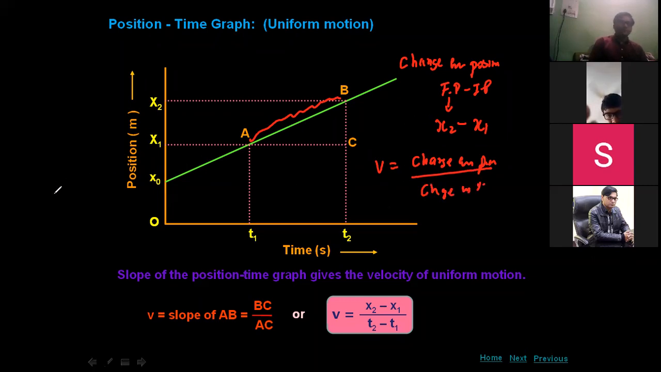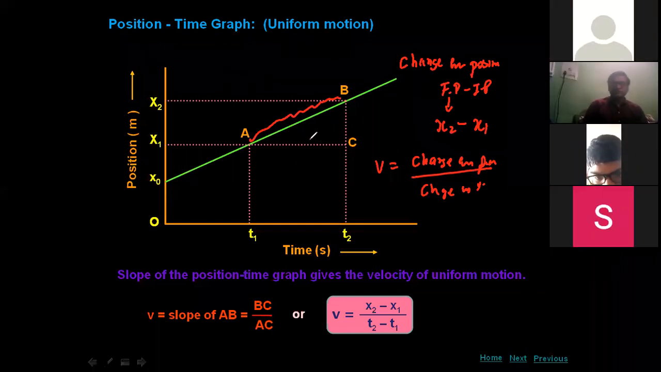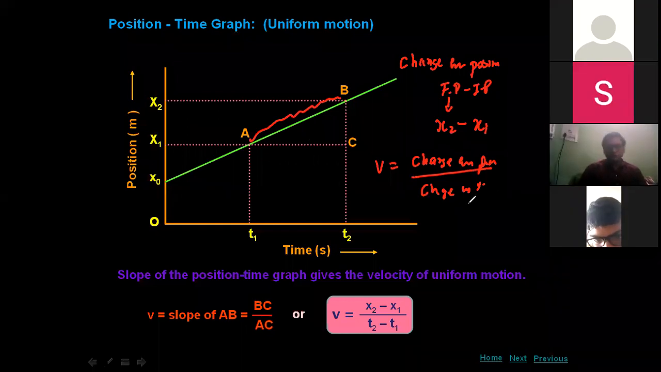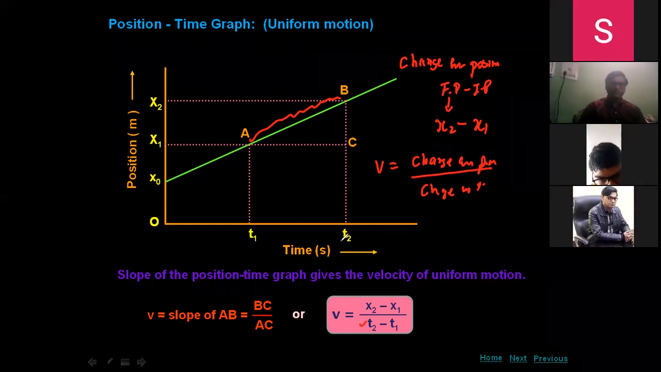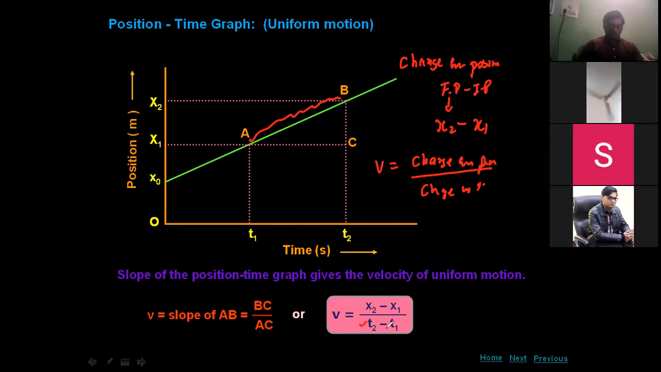So what is the final time? What is the final time in this case? Yes, Ronak, what is the final time? Sir, T2. Yes, it is T2. So we have subtracted T1 from T2. This is the change in time. So change in position upon change in time is called the velocity. So we calculated the velocity of the motion from the given graph. It's a position time graph whose slope gives us the velocity, and the object is moving in uniform motion.